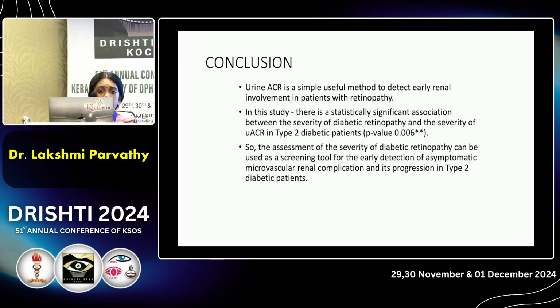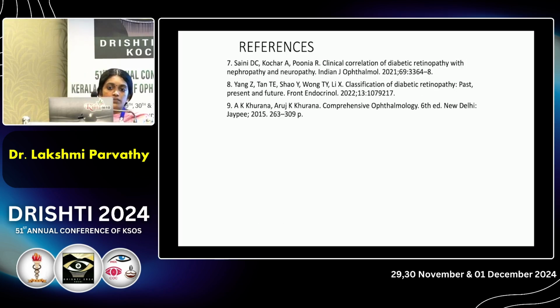To conclude, urine ACR is a simple useful method to detect early renal involvement in patients with retinopathy. There is a statistically significant association between severity of diabetic retinopathy and severity of UACR in type 2 diabetic patients. So, assessment of severity of diabetic retinopathy can be used as a screening tool for early detection of microvascular renal complication and its progression in type 2 diabetic patients. Sir, my references. Thank you.